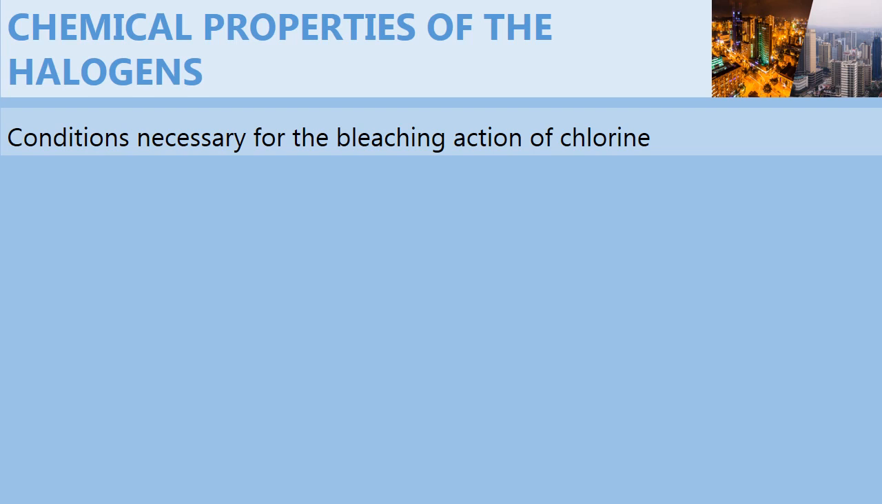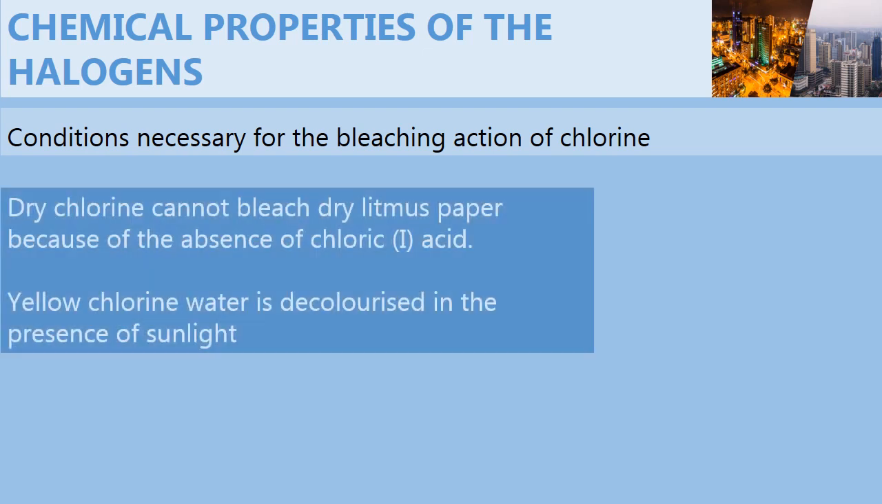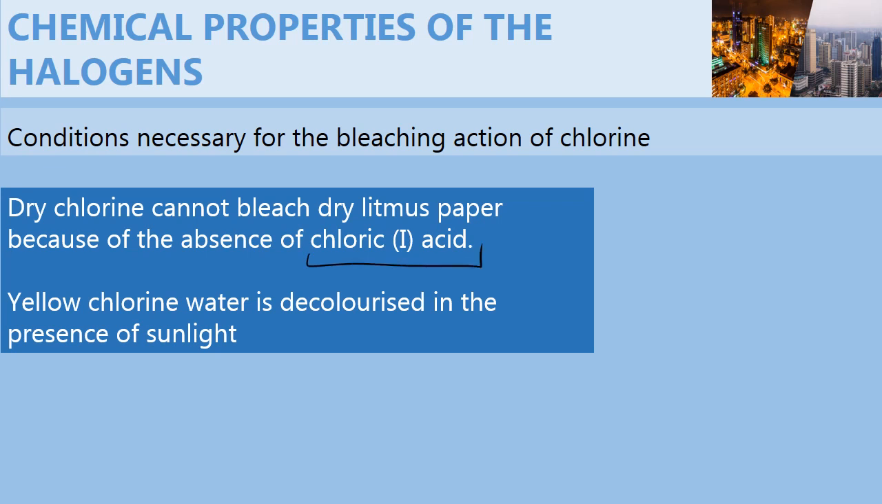Now, the bleaching action of chlorine with chlorine water requires some conditions to occur. Dry chlorine does not bleach dry litmus paper because of the absence of chloric 1 acid. Remember, the bleaching action of chlorine is due to the presence of chloric 1 acid when it is dissolved in water.